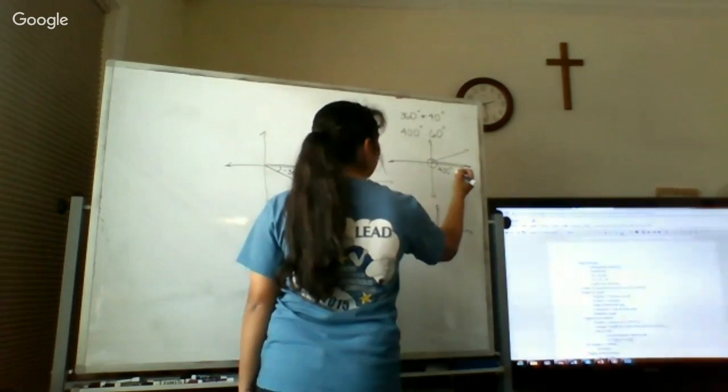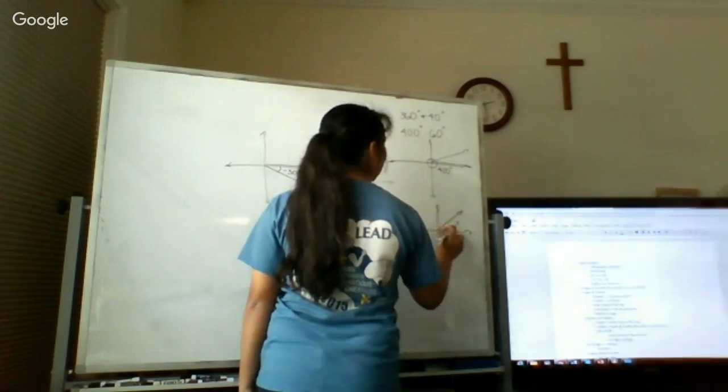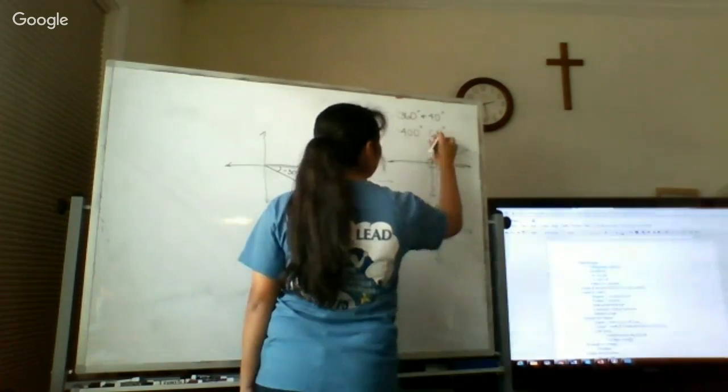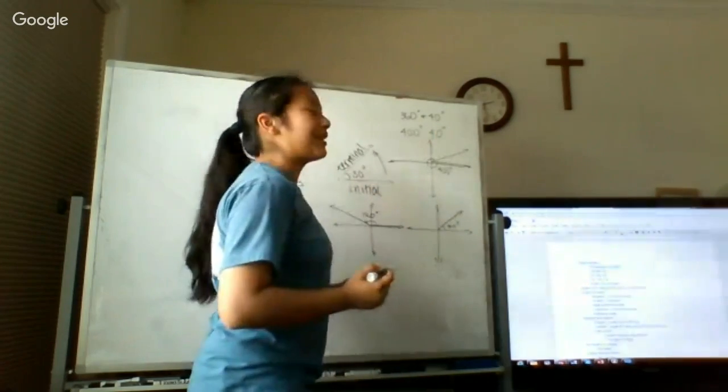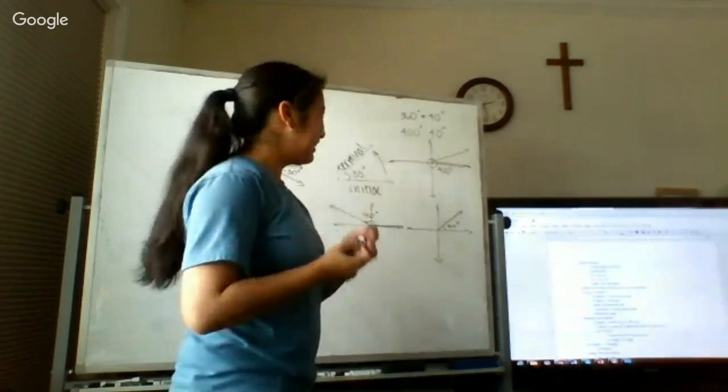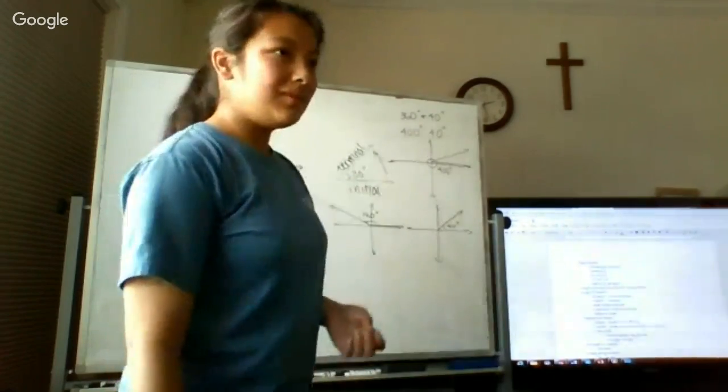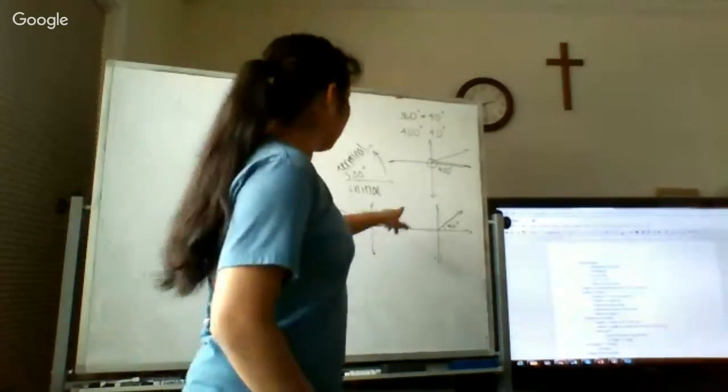Wait a second. What is math? My bad. Yeah, that kind of makes more sense. Okay. So I don't understand why you drew a line for the 400 degrees.